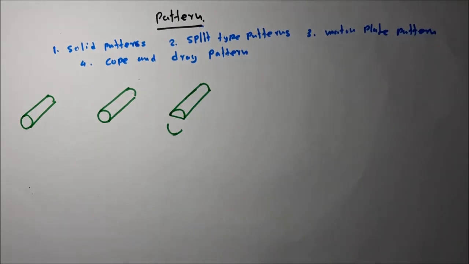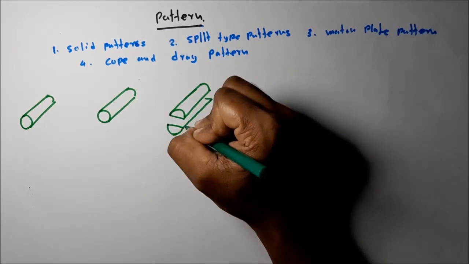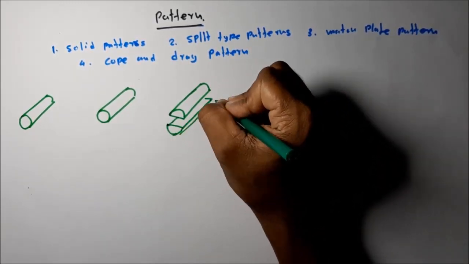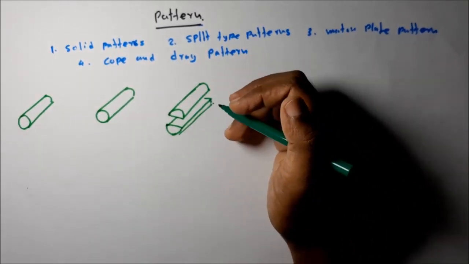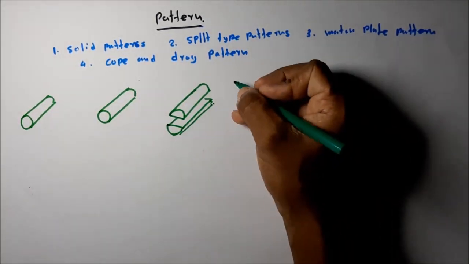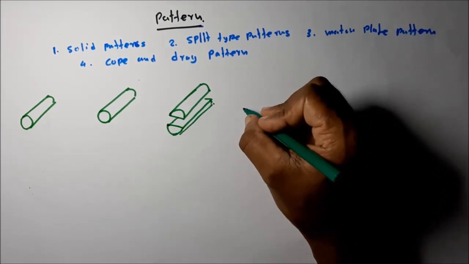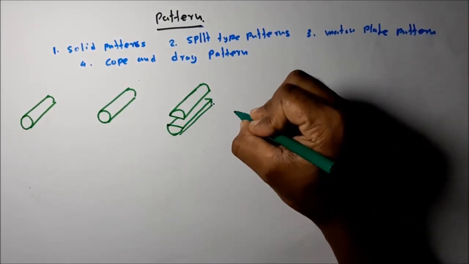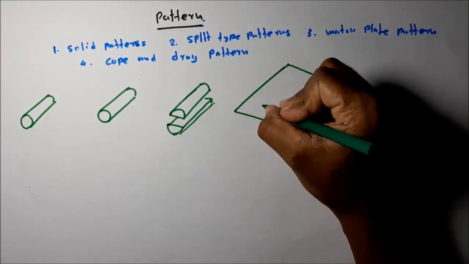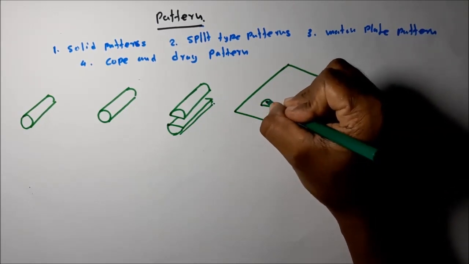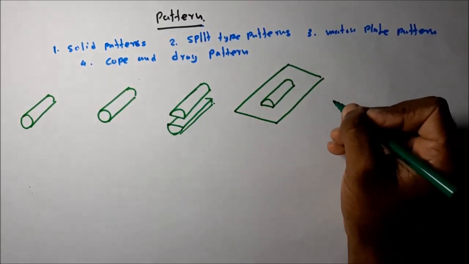Then the split type pattern is split into two parts. You can see these two parts are used to make the two halves of the mold, the cope cavity and the drag cavity. Then these two cavities match each other to form the total cavity. Then the mesh plate patterns: the split type object is mounted on plates. On one plate one half is mounted, and on the other plate the other half. This is called the mesh plate pattern.